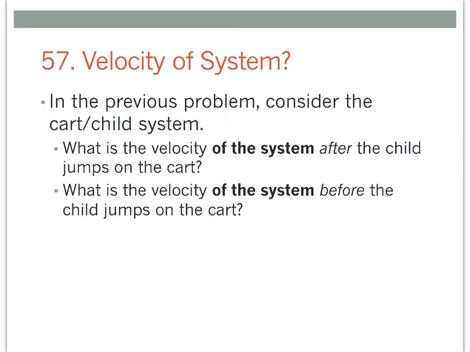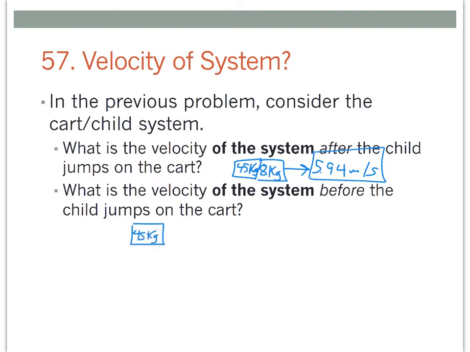So the question now that we have is, in the previous problem, what is the velocity of the system after the child jumps on the cart? Well, that seems pretty obvious. We knew that after the child jumped on the cart, both objects were moving at a speed of 5.94 meters per second to the right, so that's going to be the velocity of our system. However, what is the velocity of the system before the child jumps on?